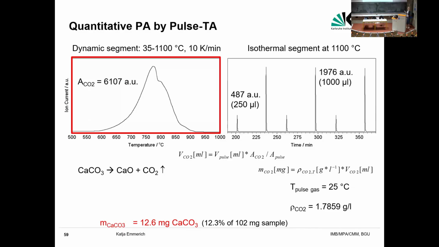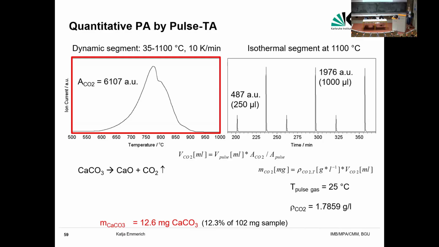And then it's very simple mathematics. Here you see the CO2 evolved from our sample. You can calculate the area of this peak, and then you can compare it to the peak area of this pulsed gas volume. We know we can either inject 250 microliter or 1000 microliter of CO2.